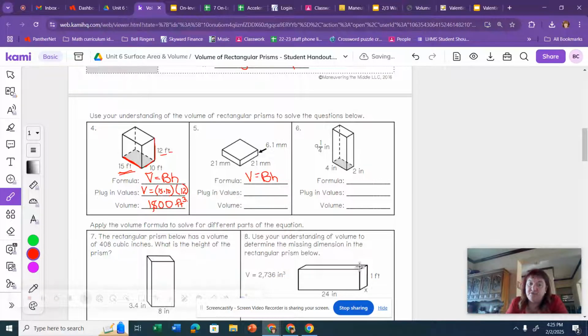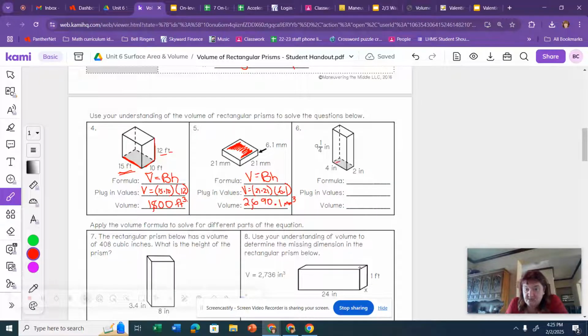Let's plug it in. So the base would be this right here. It's 21 by 21. It's a square base. Okay? So volume equals 21 times 21, and then times the height, which is 6.1. And so our volume for this one is 2690.1. And that's millimeters cubed. Okay, let's do one more.